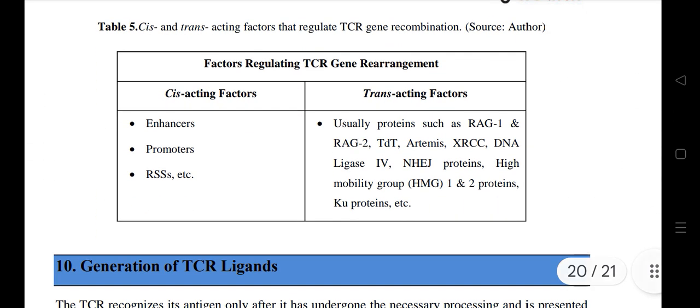Here, enhancers, promoters and RSS. Usually proteins such as RAG1 and RAG2, TDT, then DNA ligase 4, high mobility group 1,2 proteins and Ku proteins.